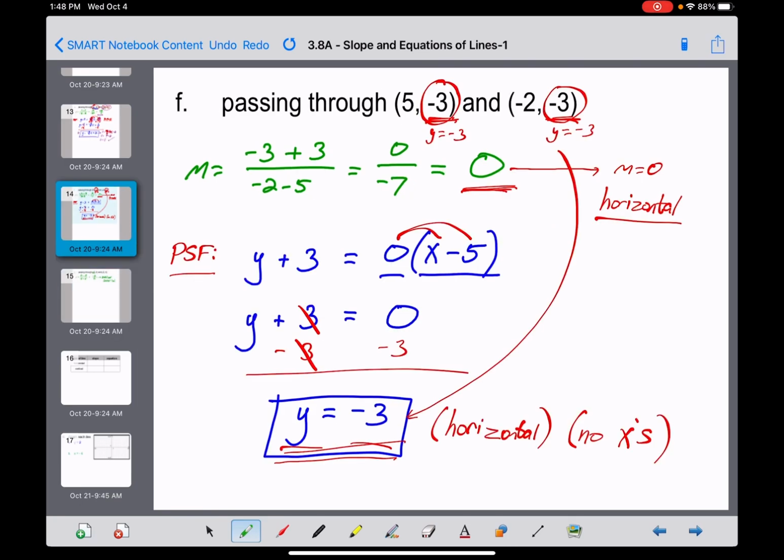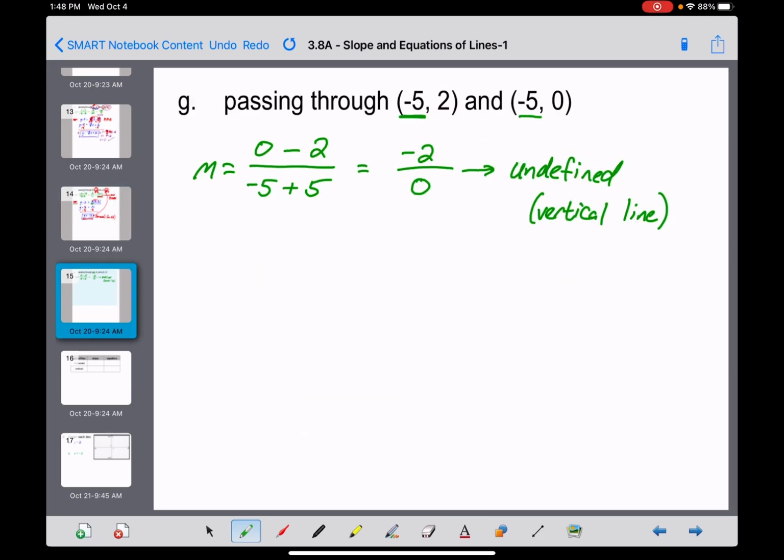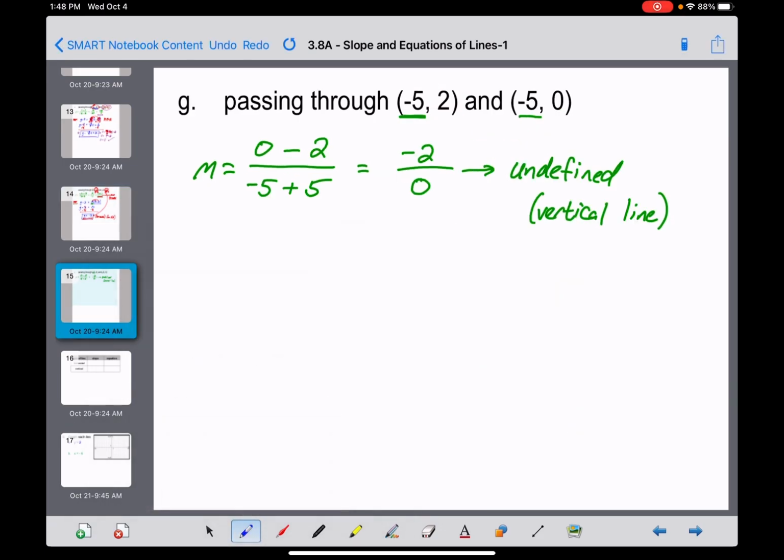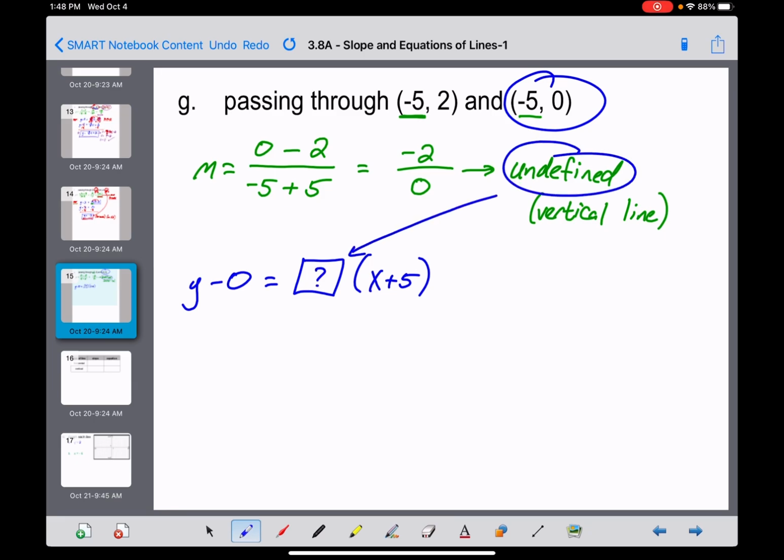Now, on the last problem, when we found that our slope was 0, I told you guys not to panic, not to freak out. Do the same thing you always do. Go to point slope form and just put your 0 in for your slope and then treat it like normal. But unfortunately, you can't do that here because you don't have a number to put in for m. Don't bother to write this down, guys, but it would look something like y minus 0 equals something times x plus 5, but there's no number you can put there because your slope is undefined.